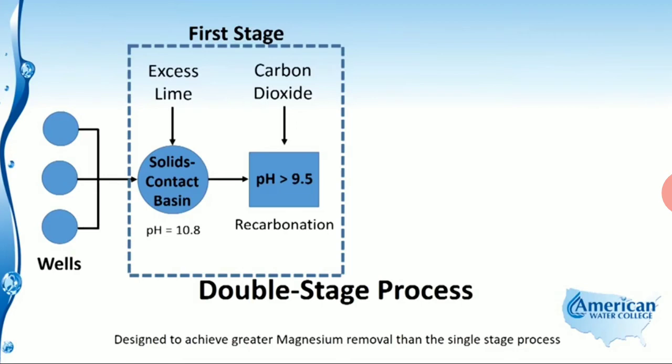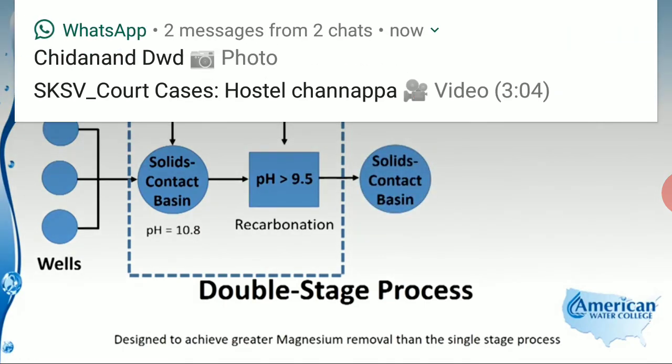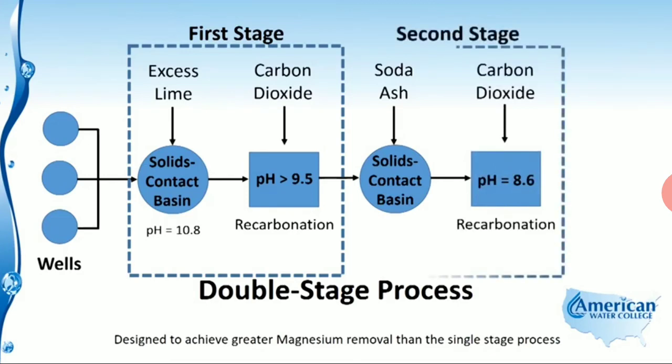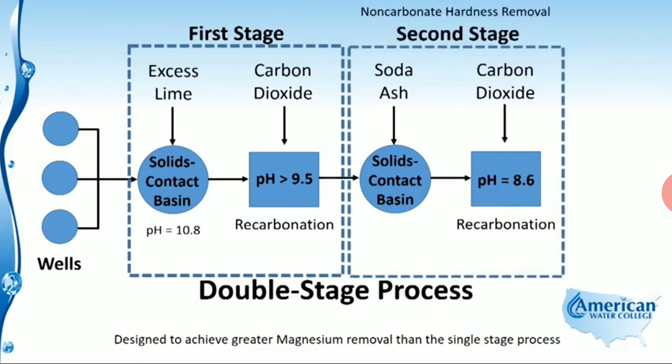And then we move on to the second stage of our double-stage process, and we send it to another solids contact basin where we add soda ash. And we send it through a recarbonation process again. That's the second stage. Now, this second stage where we add soda ash, we do that to remove the non-carbonate hardness. So the first stage is removing the carbonate hardness, and the second stage is intended to remove the non-carbonate hardness, and that's why we add the soda ash.